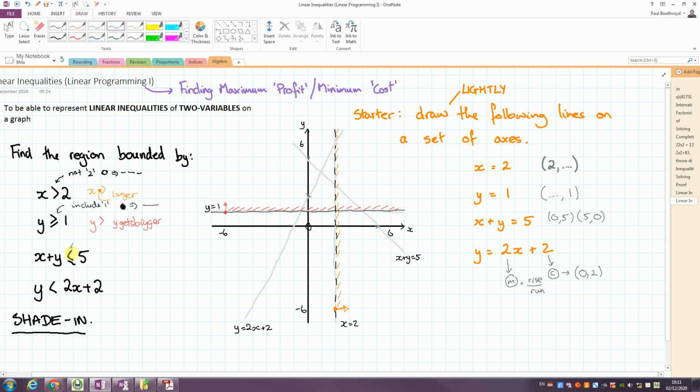We've got x is on the small side. Choose my point. Or y is on the small side, so y is coming down from it. Both of those agree. Same side of the line, so I want to shade on that side of the line.